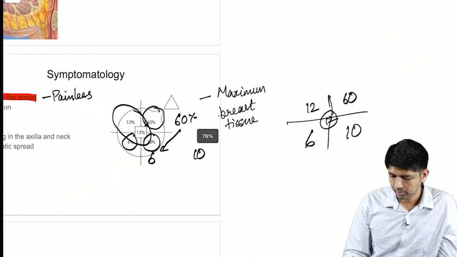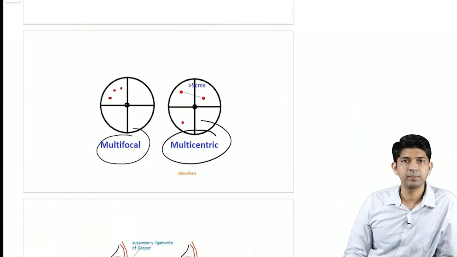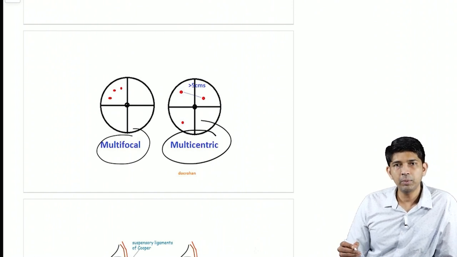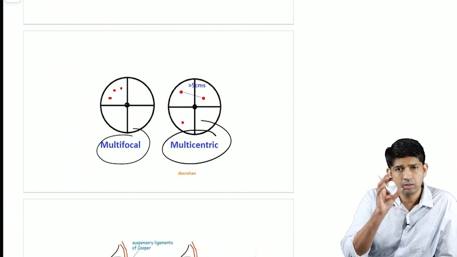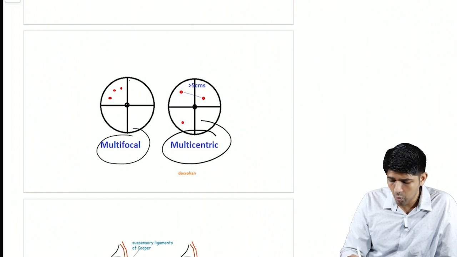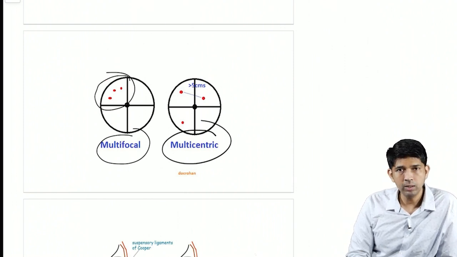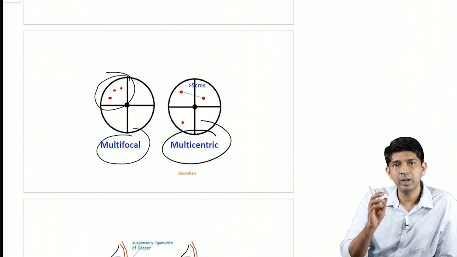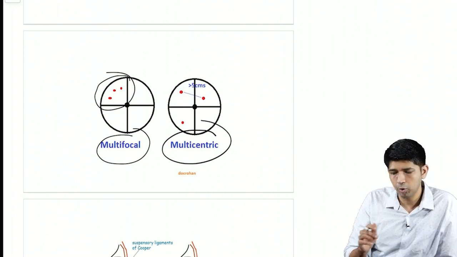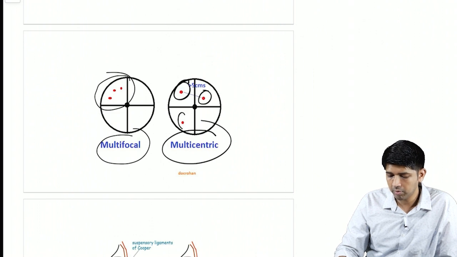Now the next thing that you need to know regarding presentation of a lump is that it can either be multifocal or multicentric. Okay, multifocal basically means you can have small tumors within one quadrant of the breast. That is called as multifocal. And multicentric is you can have small focus of tumor in different quadrants of the breast.